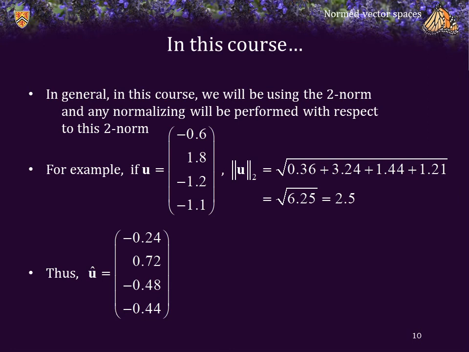Now, again, in this course, we will be using the 2 norm for normalization. So, for example, here we have a 4-dimensional vector. We can calculate the 2 norm. We find the 2 norm is equal to 2.5, and then we can divide each entry of that vector by 2.5 to get its associated unit vector. Note, the vector u is unchanged. The vector u hat is a new vector that is normalized. It is a scalar multiple of u.